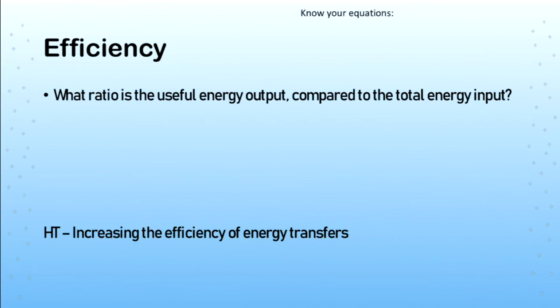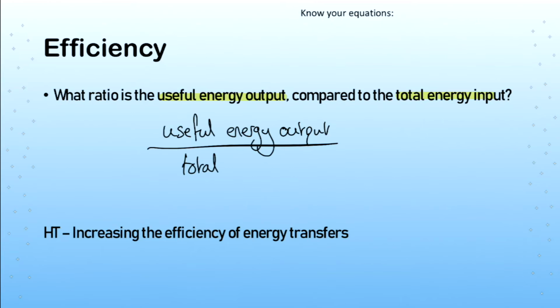Now, these energy transfers will have something called efficiency associated with them. So that's how efficient the energy transfer is from the energy that we've input compared to the energy that we get that was useful output. So we're looking at forming a ratio of the useful energy output compared to the total energy input. So if we write that as an equation, this is one we need to be able to know. It's useful energy output divided by total energy in. And that gives us our efficiency.